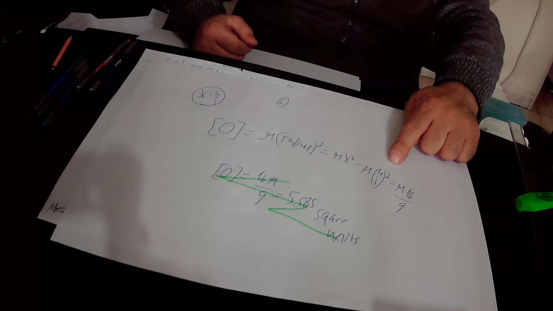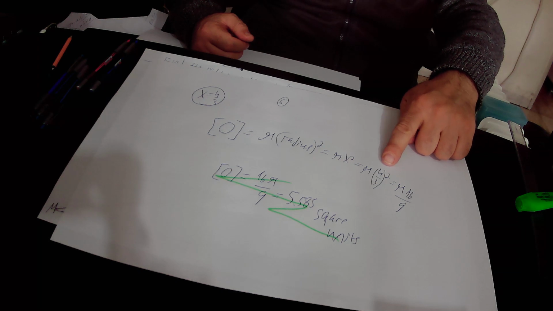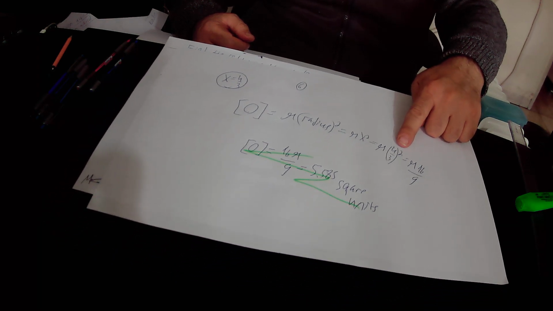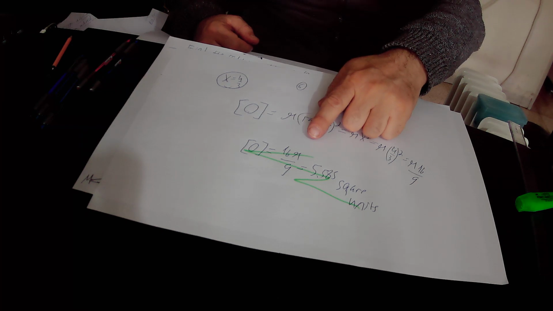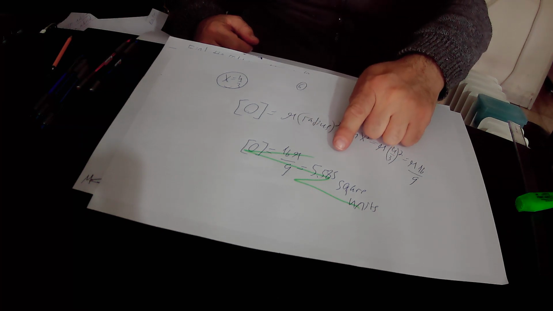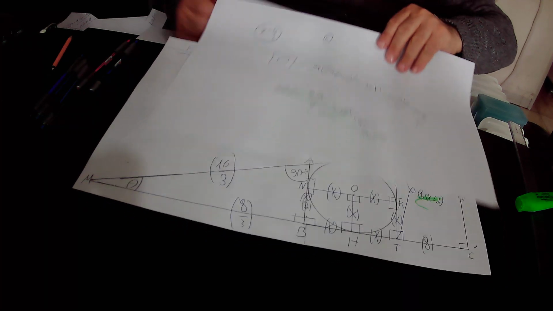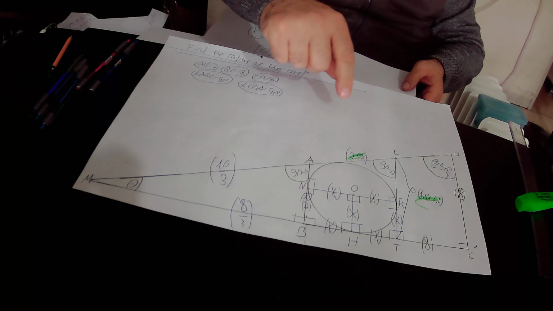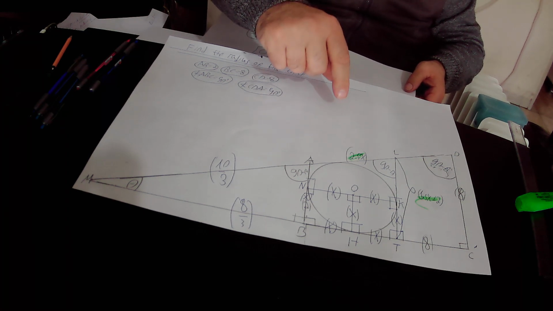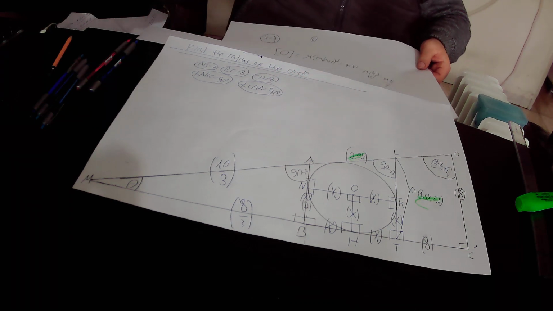4 over 3 squared equals 4 squared, that is 16, over 3 squared, that is 9. So in conclusion, the area of our circle equals either 16 pi over 9 square units, or in terms of numbers, 5.585 square units. Okay, thank you very much.